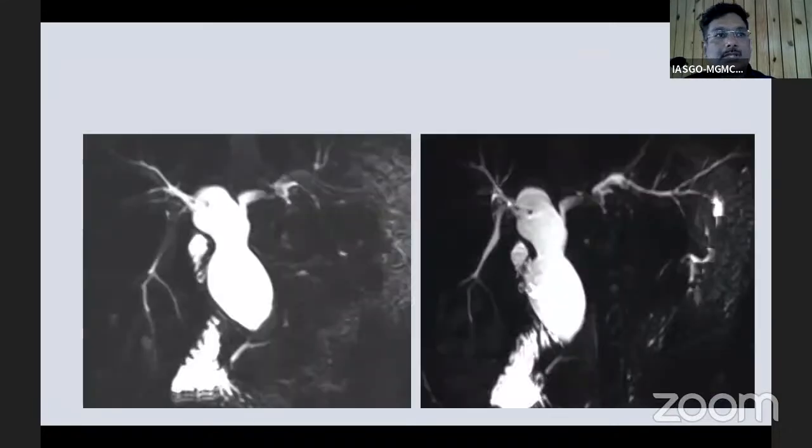Other indications are like choledochal cyst. In this, we can see fusiform dilation of the CHD and CBD. There is a trifurcation pattern with dilation of the right posterior sectoral duct. Also, we can see a long common channel suggestive of anomalous pancreatobiliary junction, which is the cause of the choledochal cyst.